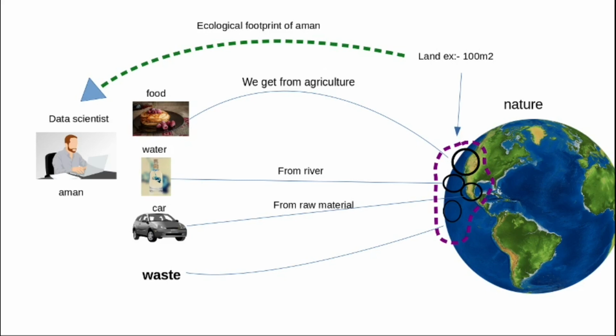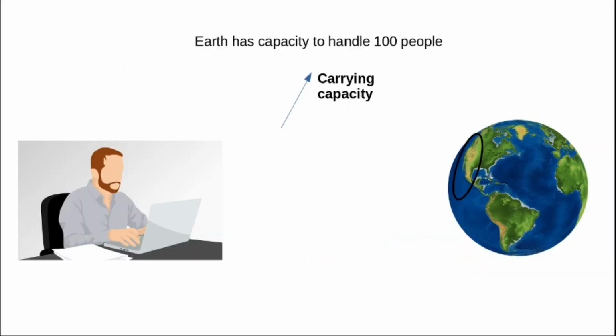So I hope you understand the meaning of ecological footprint. Now let's see the meaning of biocapacity, or carrying capacity, which is the economics term, but more or less they are similar. So suppose Aman needs this portion of land on the earth, and suppose the earth has a capacity to handle only 100 people. So this is the carrying capacity of nature or earth. It may also be affected by various factors like the demand or the size of the population.